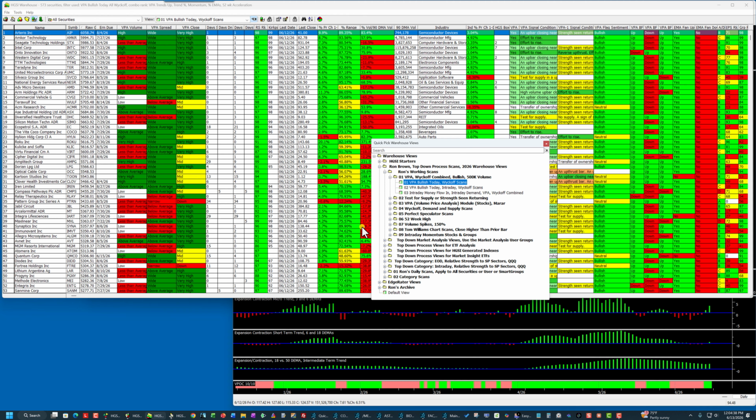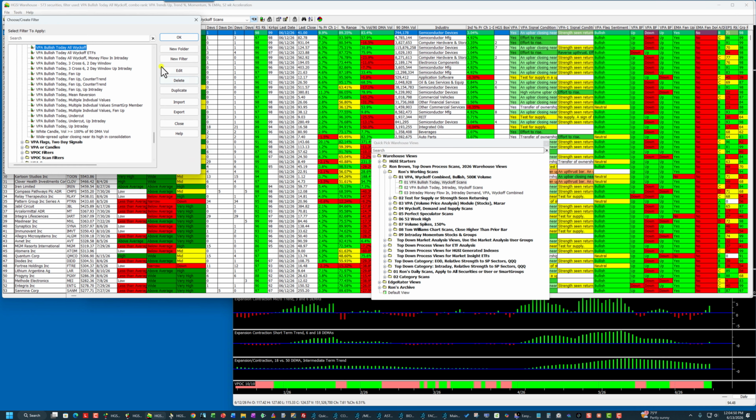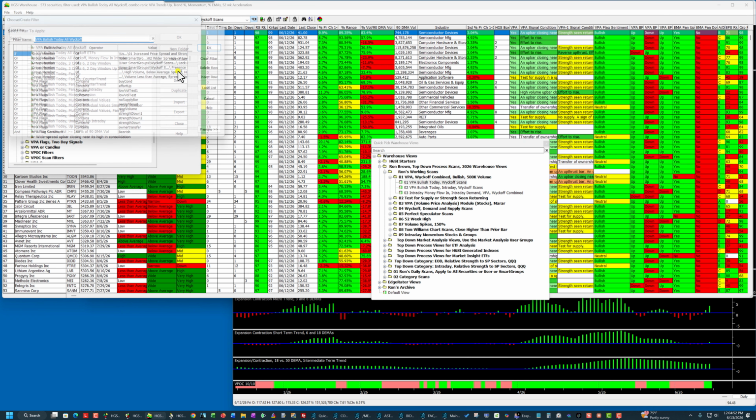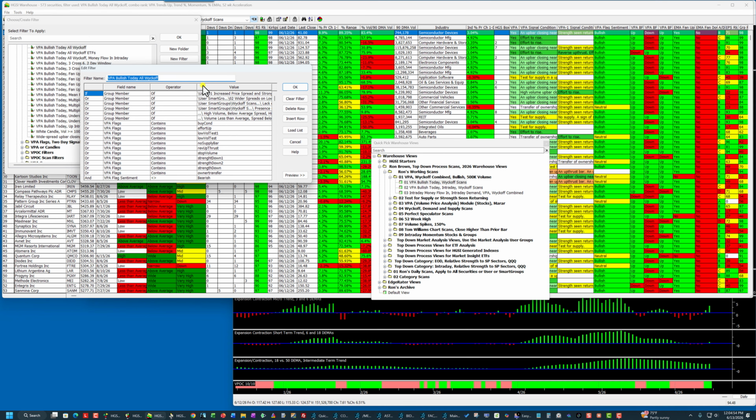Now, why do I call it that? Well, because it combines the output from the user smart groups that I've created with both VPA and Wyckoff scans. I'll show you the filter. It's a little bit complicated, but I want to give you an idea of what I'm doing here.